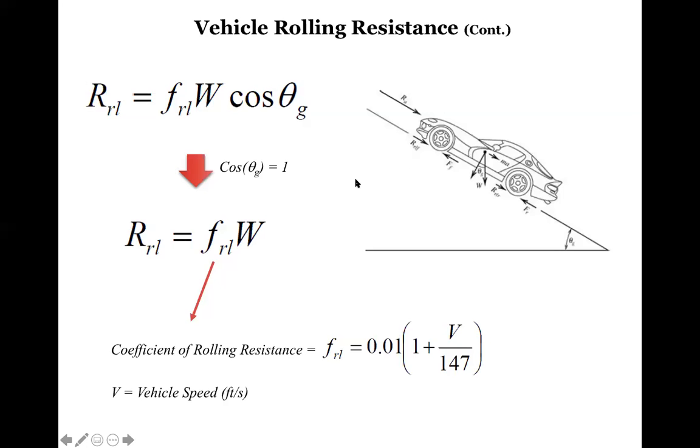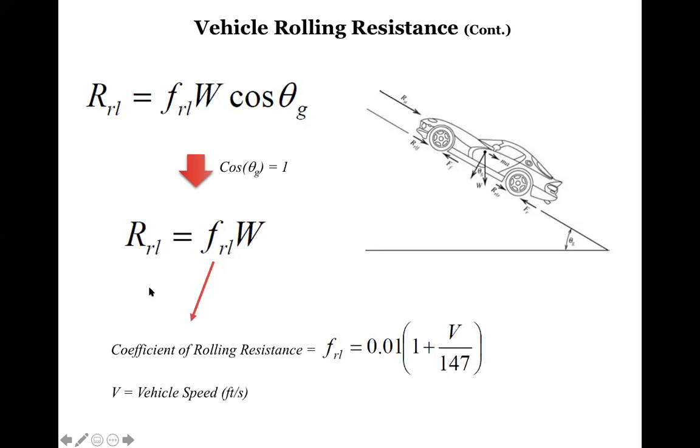Good. So as you probably have noticed, the cosine of theta for small angles and for small slope grades is always very close to 1. It's almost 1. That's why we can assume that cosine of theta is almost 1 in this equation, so that the rolling resistance can be equal to friction times just the weight of the vehicle.